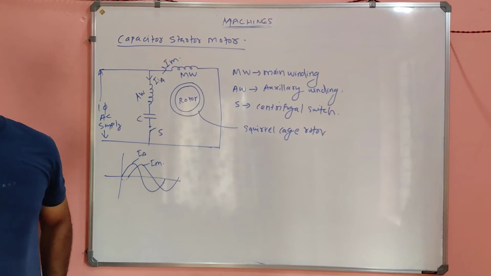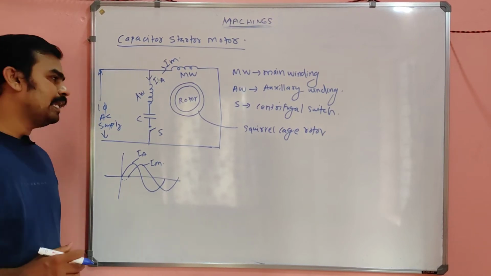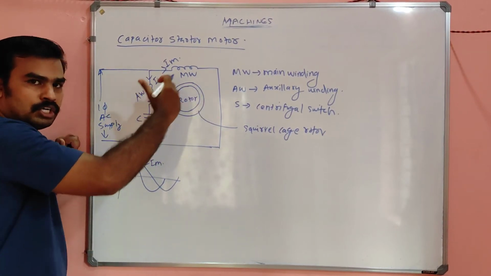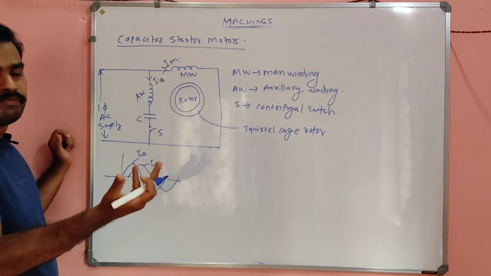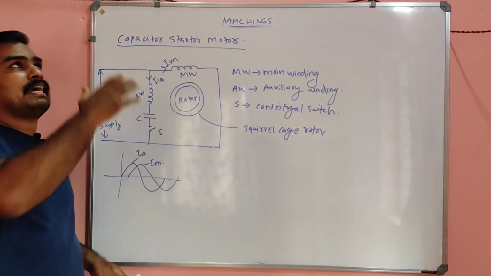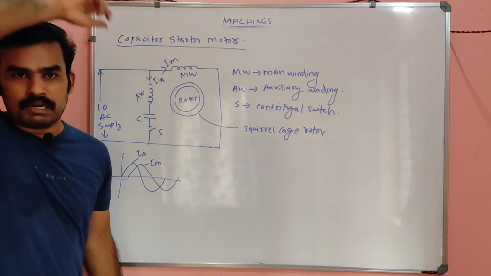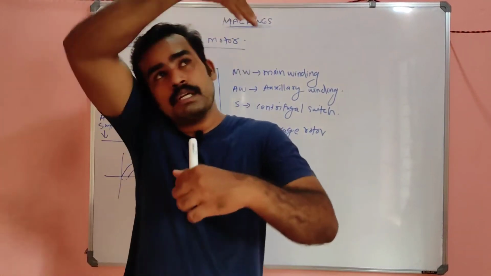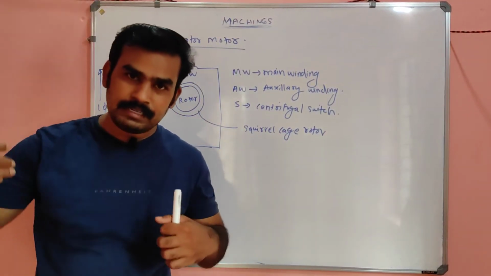So there will be a rotating magnetic field. And what happens to the rotor? There will be a rotating magnetic field, so the rotor starts rotating. Whenever there is a rotational effect of magnetic field around the periphery of the rotor, it starts rotating.